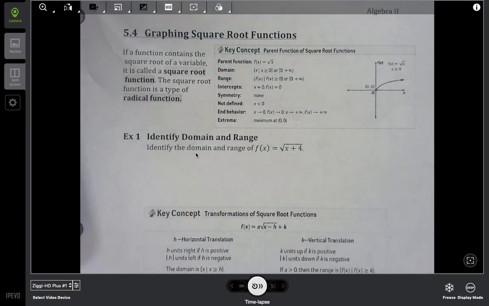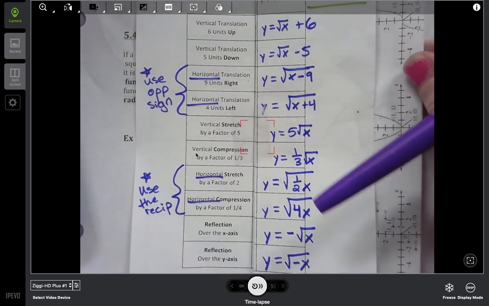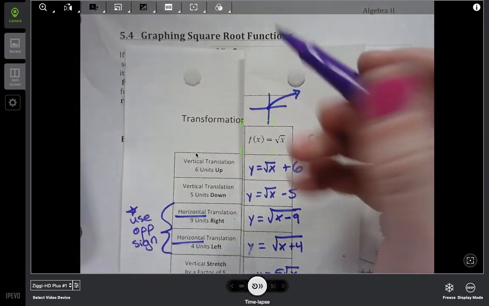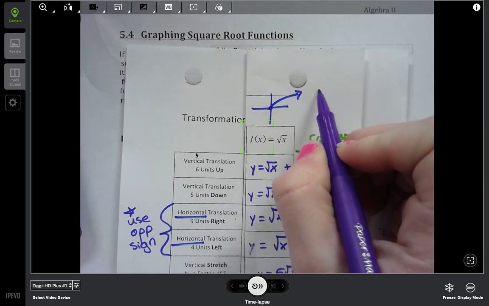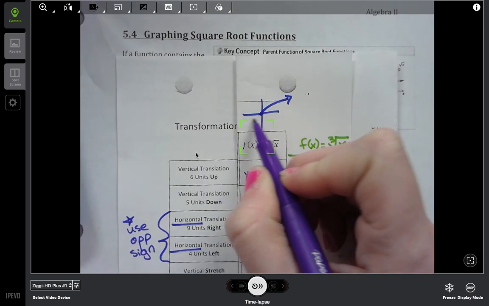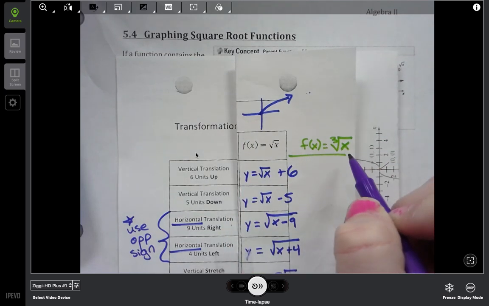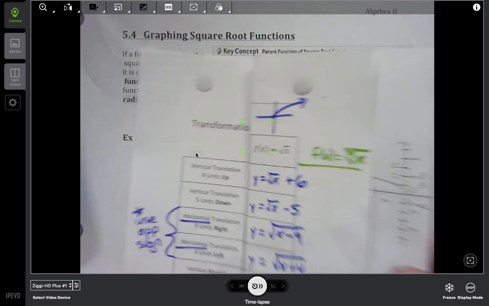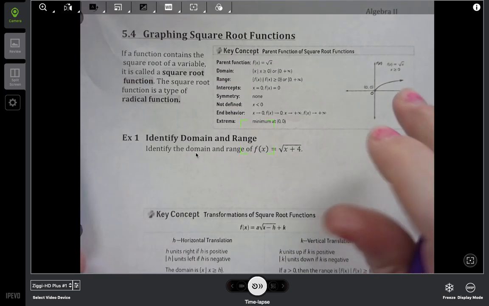Okay, guys. Section 5.4, graphing square root functions. We talked a little bit yesterday when we filled out this little sheet about what square root functions look like, and we said that it starts at 0 and then it goes, kind of in an arch to the right side. Doesn't go back this direction because you can't plug negatives inside of a square root, okay? So that's basically what we are looking at today.